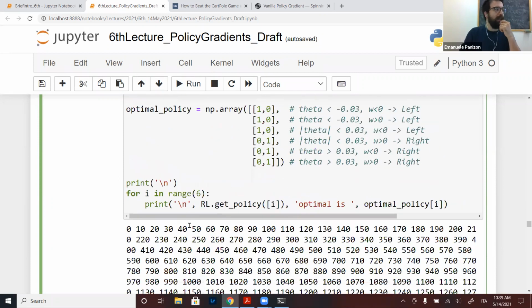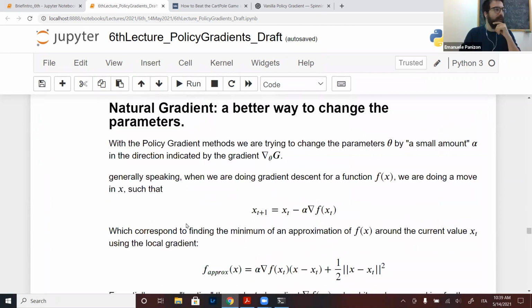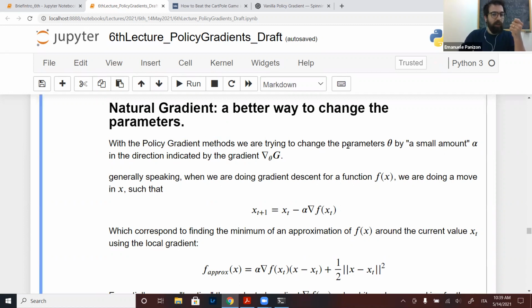Okay, so let's try to put everybody to sleep with this part on the natural gradient. Natural gradient is a hard topic, but it's very nice. So the idea, and I will reiterate something which you have seen many times with Professor Celani, is what are we doing when we are doing a gradient update? With policy gradient methods, we are changing the parameters theta, which define the policy, by a small amount in the direction indicated by the gradient.